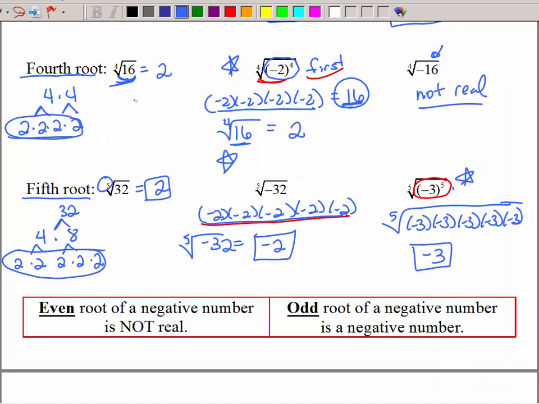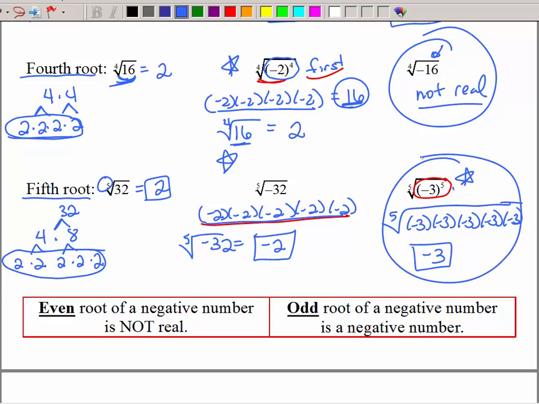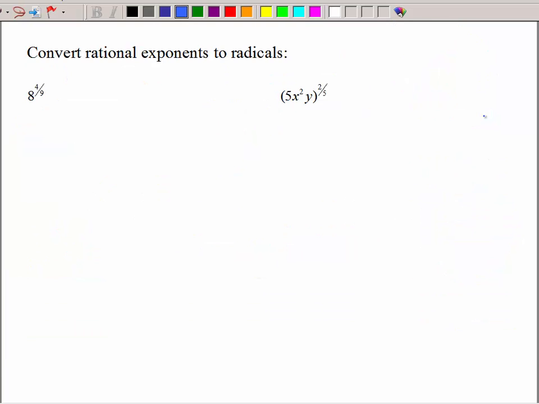And the conclusion should be that an even root of a negative number is not real, but an odd root of a negative number is a negative number. This is very, very important. This will save you a lot of time and trouble if you just were to memorize those facts. The next thing we're going to look at is a very easy exercise.